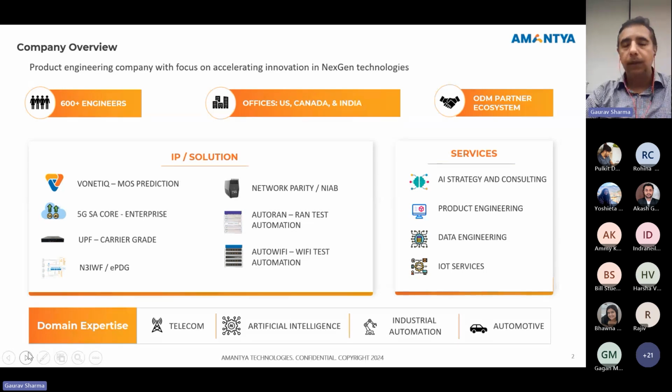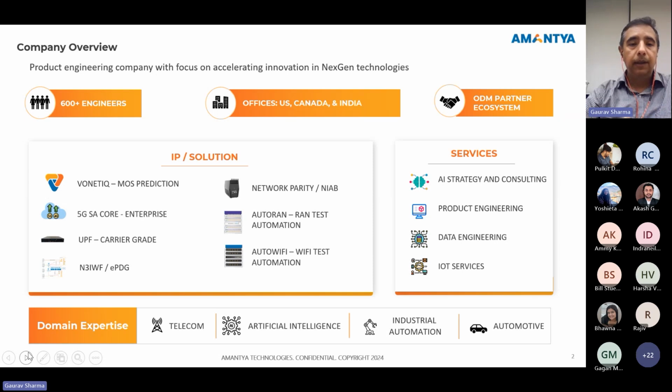Which is our network in a box, a small solution for giving instant 5G connectivity. We've also done a lot of work around N3IWF, which helps non-3GPP devices connect to, say, a 5G network. Plus, one of the other important areas that we have focused on and have been building products for the last 2 years or so is test automation. And these are, by the way, all deployed products with our customers.